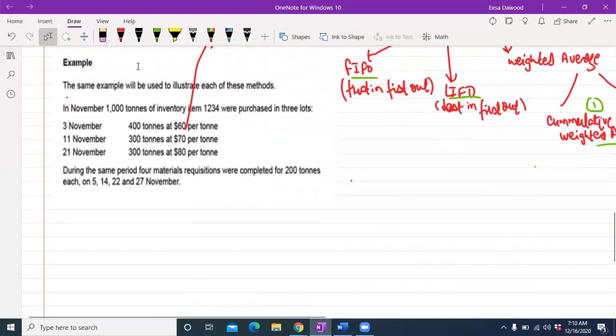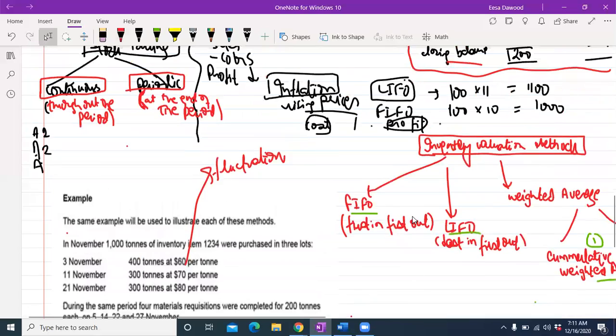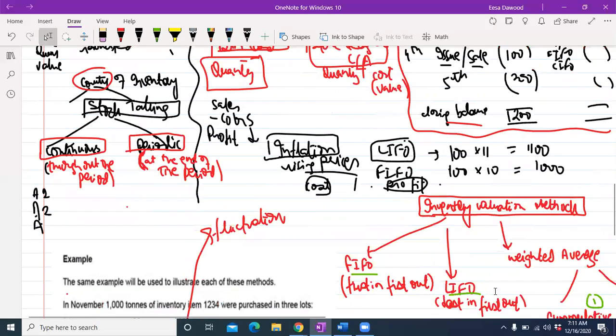We're going to make columns. The first column would be the date. Then the next column would be purchases, the third column would be issues, and the last column would be the closing balance, or the closing inventory. Just like here we received items, and then there'll be issues, and then there'll be some closing balance in the end. So just like that, let me go through the example now.